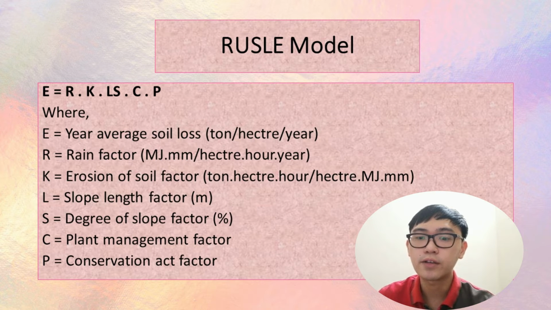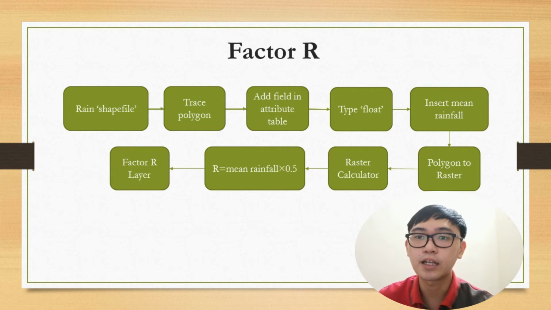To calculate factor R, the rain shapefile is selected in ArcMap. Then trace the polygon and insert the data, mean rainfall, in the attribute table. Convert polygon to raster using conversion tools. Open raster calculator and insert the formula below into the raster calculator. A new layer, factor R, was produced after evaluating.